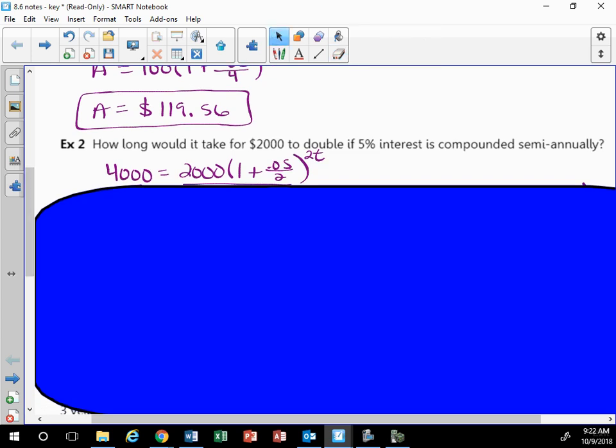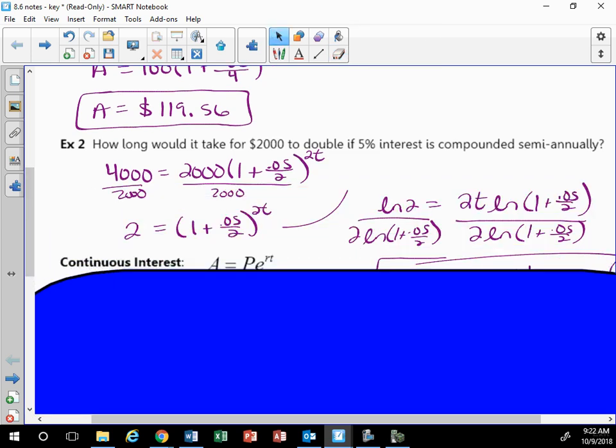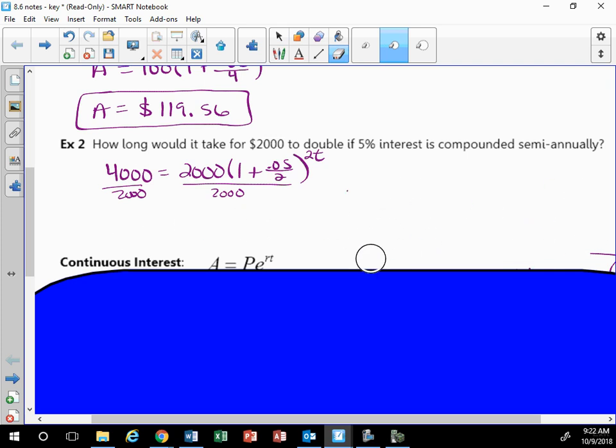Here, let me walk you through this together. We'll erase this. Okay. Your very first step is to isolate whatever is raised to that exponent. So we need to get rid of that 2,000 in front of the parentheses.